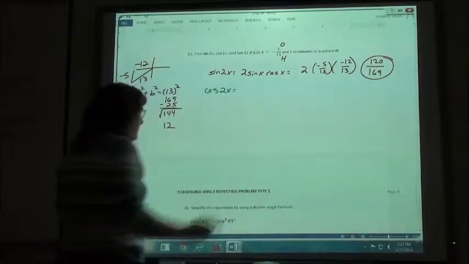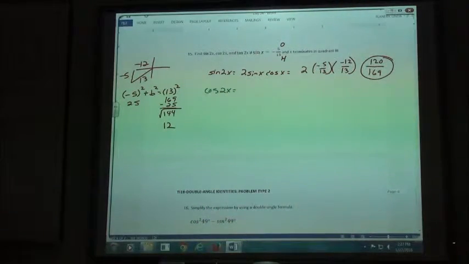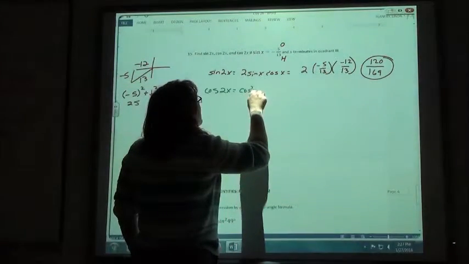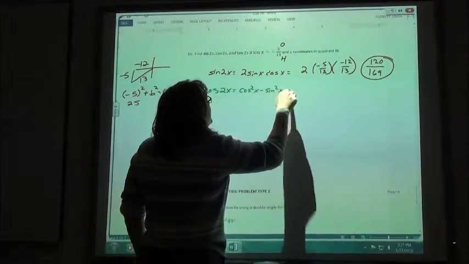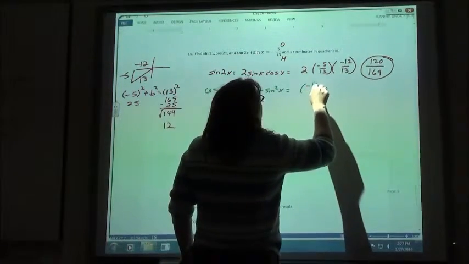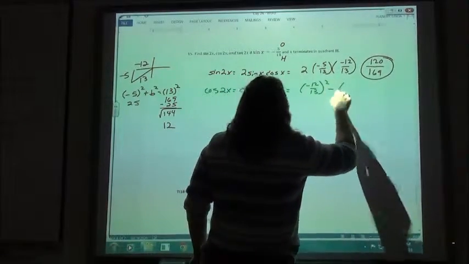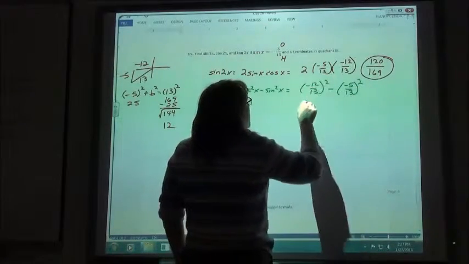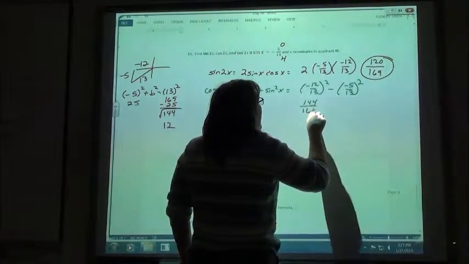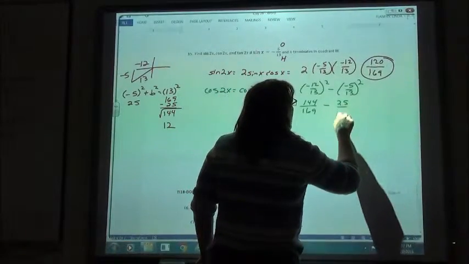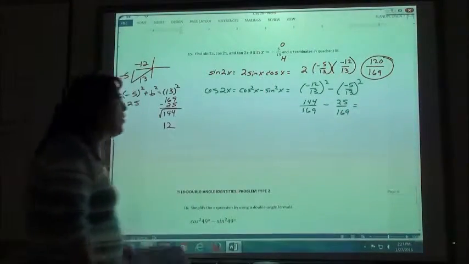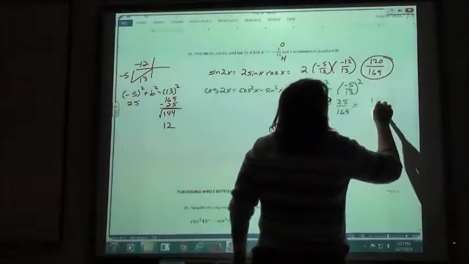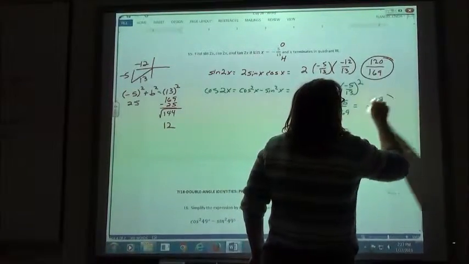Cosine of 2x. Again, I'm just going to use cosine squared minus sine squared, just because I like to use the same one. So cosine squared of x minus sine squared of x. My cosine is negative 12/13 squared. My sine, negative 5/13 squared. So this would give me 144 over 169 minus 25 over 169. And if I take 144 and I subtract 25, I get 119 over 169.